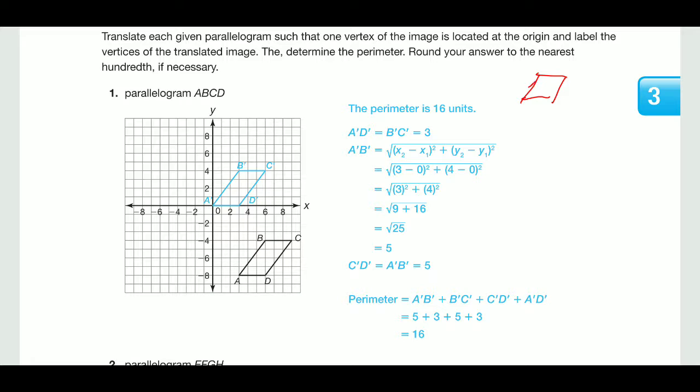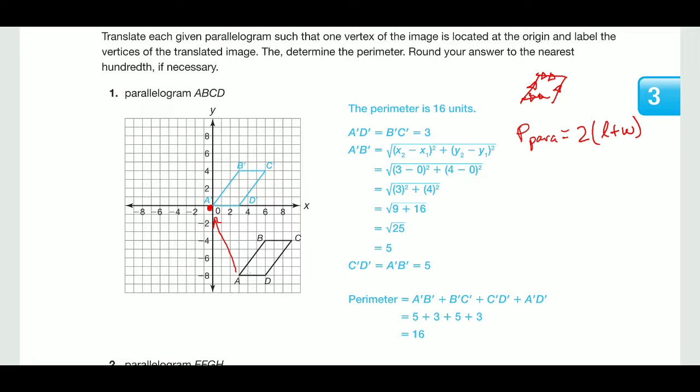It has two sets of parallel lines, and opposite sides are congruent and opposite angles are congruent. Okay, so there's our parallelogram, and this parallelogram, ABCD, has been translated so that A is at the origin right there. So if we want to figure out the perimeter, the perimeter of a parallelogram is the same as the perimeter of a rectangle. We could add up all of the sides, or we could use our formula 2 times length plus width. And so all we need to do is figure out what is the length and what is the width.